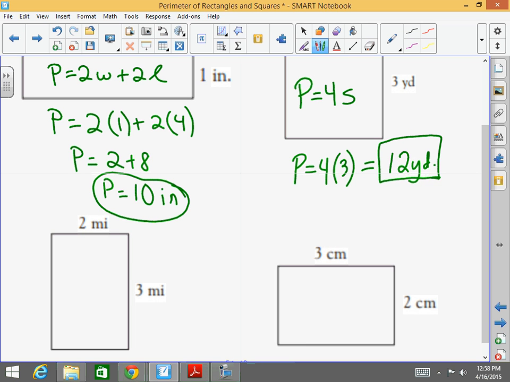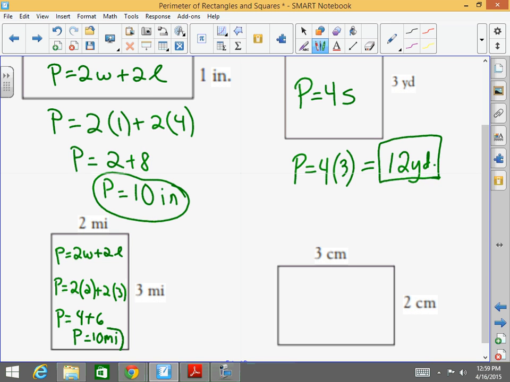What shape do I have here? Rectangle. What is the formula for the perimeter of a rectangle? 2 times width plus length. Very good. So perimeter in this case will equal 2 times 2 plus 2 times 3. So what will my perimeter equal? Perimeter equals 4 plus 6. So perimeter equals 10 miles.